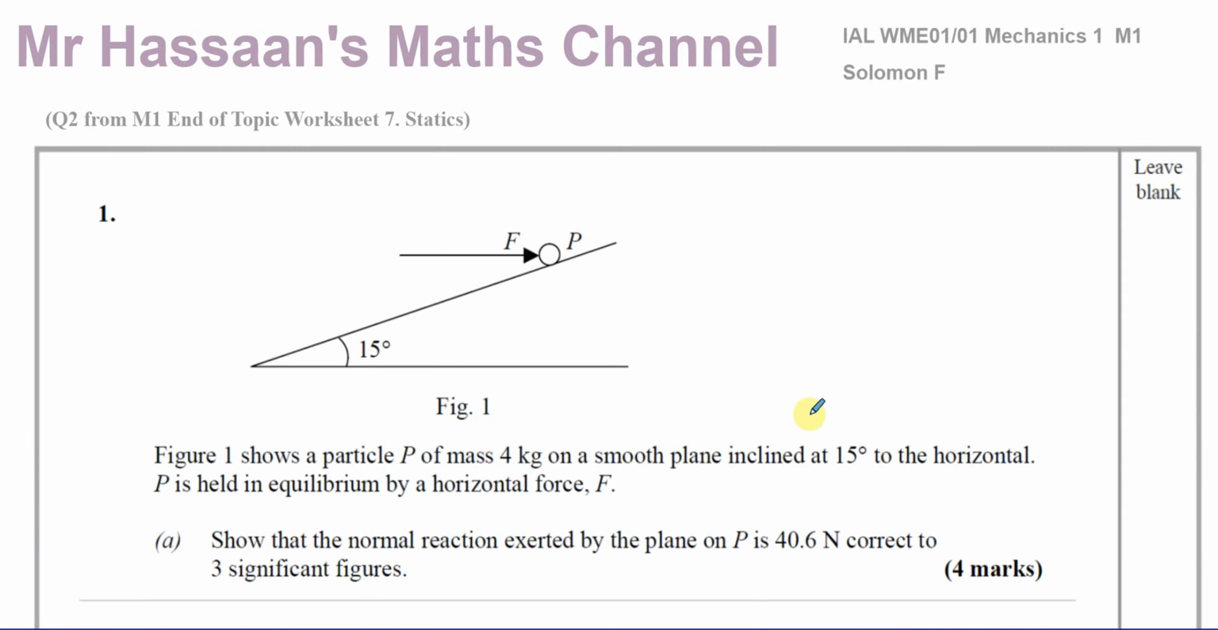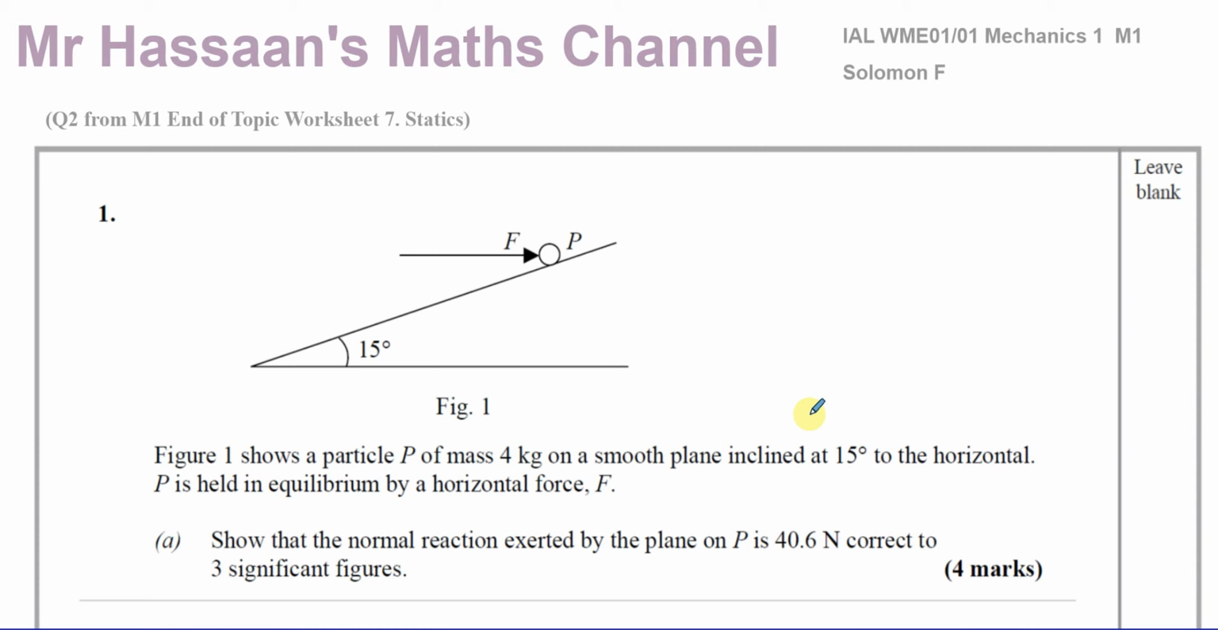I'm now answering question number 2, or question number 1 actually, from the Solomon F collection of mechanics papers from the Edexcel board, which corresponds to question number 2 from my end of topic worksheet for my Edexcel M1 course on statics. This is worksheet number 7.